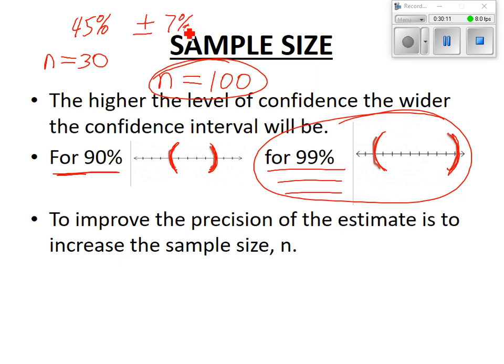What that's telling you is exactly what we're finding here. That's telling you that the interval could be 45 minus 7, which is 38%, and 45 plus 7, which is 52%. So they're saying that the sample they did shows 45% of the vote. That could go all the way down to 38%, or it could go all the way up to 52%.